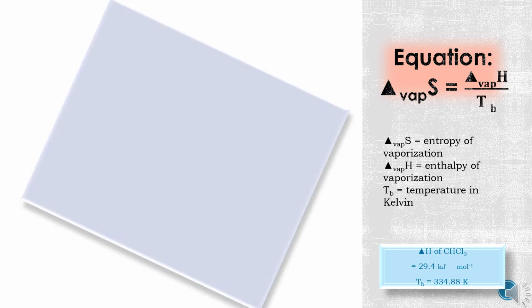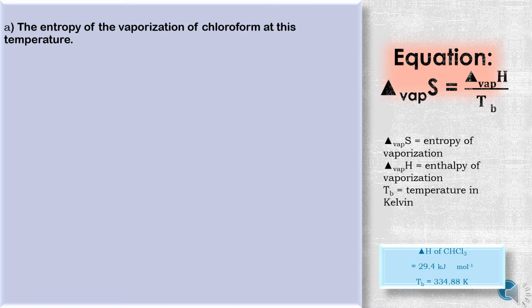Okay, now let's proceed to the first question, which is the entropy of vaporization of chloroform at this temperature. We already noted that the enthalpy for chloroform is given, which is 29.4 kJ per mole, and the temperature is 334.88 Kelvin. So, as we learned before, the equation for the entropy of vaporization is delta vap S equals delta vap H over Tb, where delta vap S stands for entropy of vaporization, delta vap H stands for enthalpy of vaporization, and Tb stands for temperature in Kelvin.